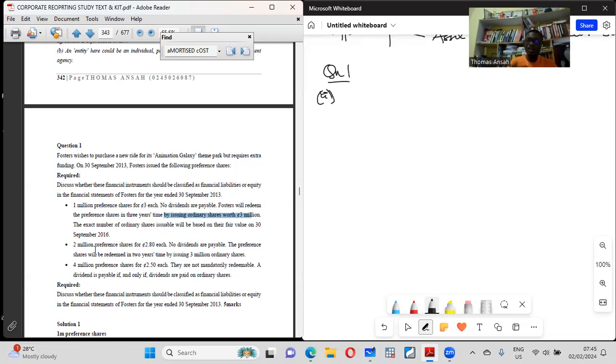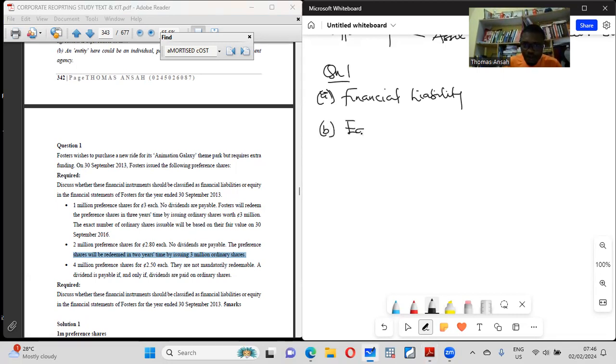We don't know the exact number, so it is variable. And in case it is variable, then it's a clear cut of what? A financial liability. All right. The second point is 2 million preference shares for 2.80 each. No dividends are payable. The preference shares will be redeemed in 2 years, redeemable by issuing 3 million ordinary shares. This one, we know the exact number of ordinary shares we are supposed to issue. So it won't be a financial liability.